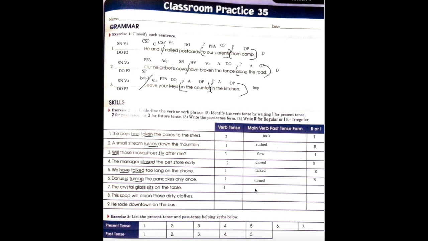Main verb, past tense form. The past tense form of sits is sat. We can't say sitted. We have to say sat. So because of that, this verb is irregular. We can't add an ed at the end.